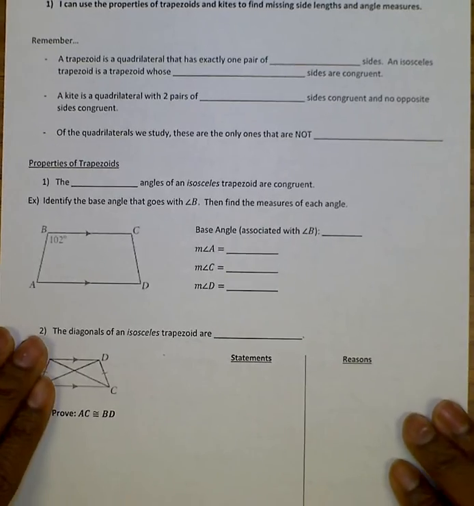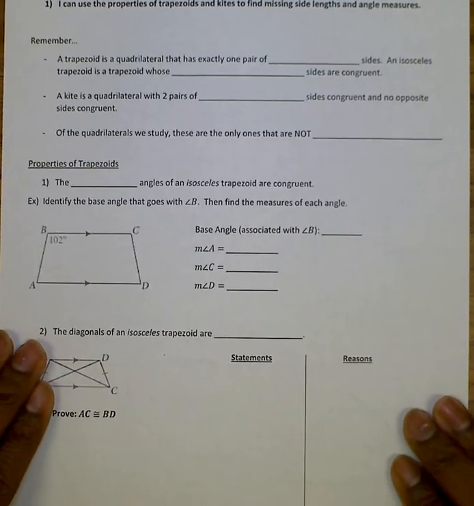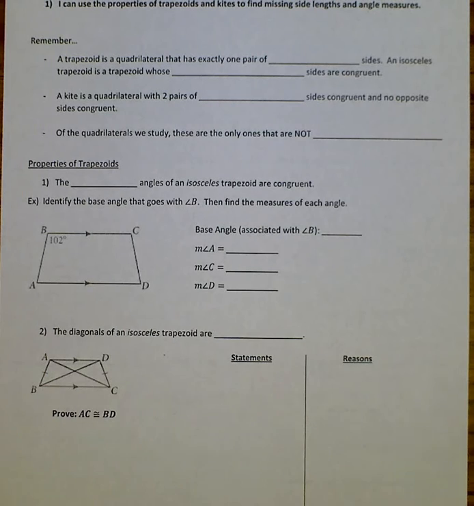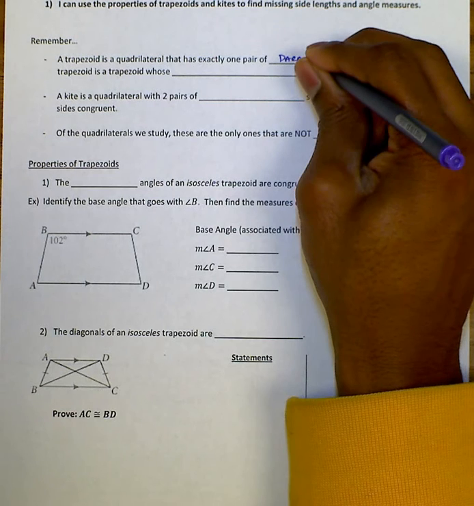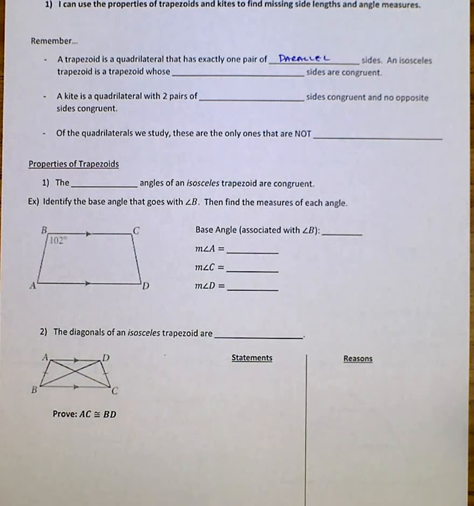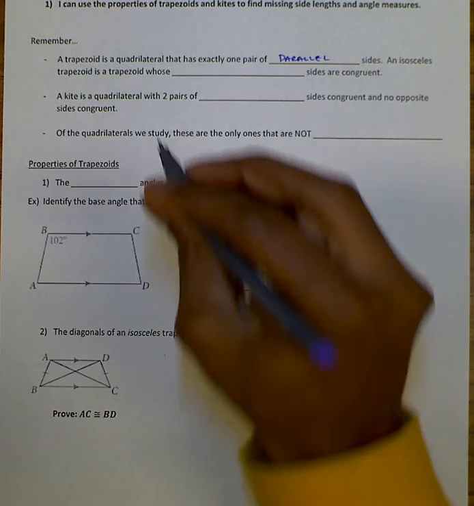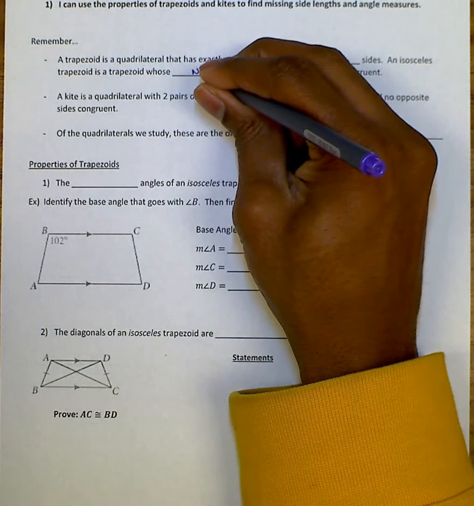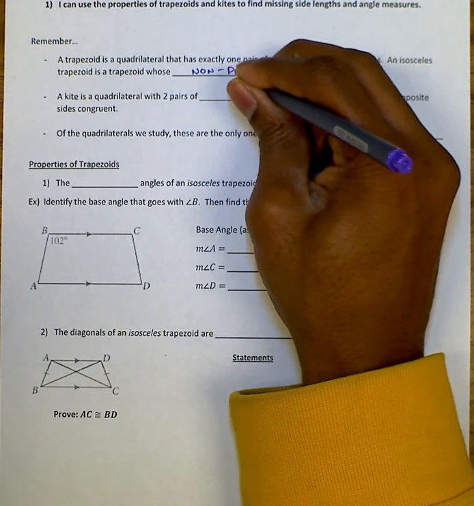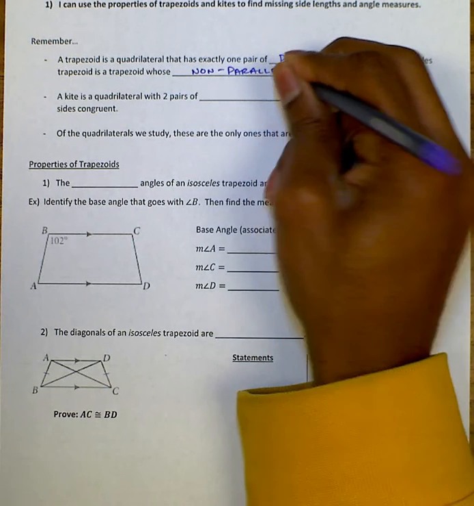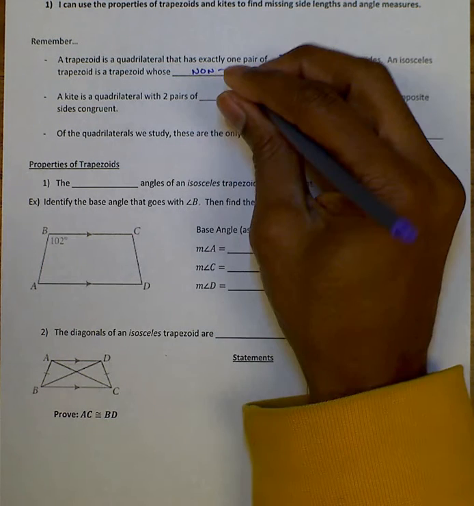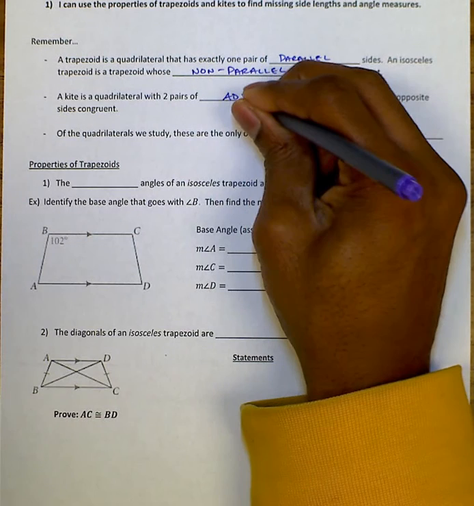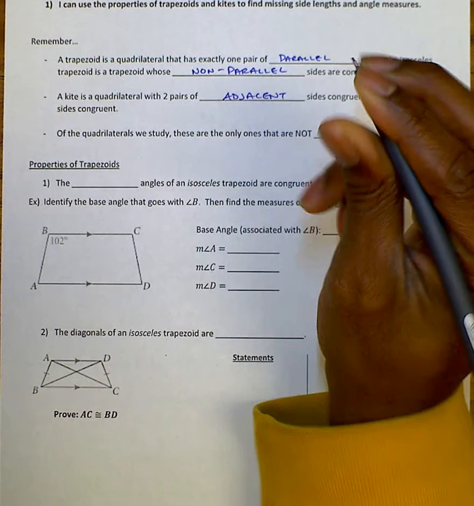A trapezoid is a quadrilateral that has exactly one pair of parallel sides. An isosceles trapezoid is a trapezoid whose non-parallel sides are congruent. Okay. A kite is a quadrilateral with two pairs of adjacent sides congruent and no opposite sides congruent.